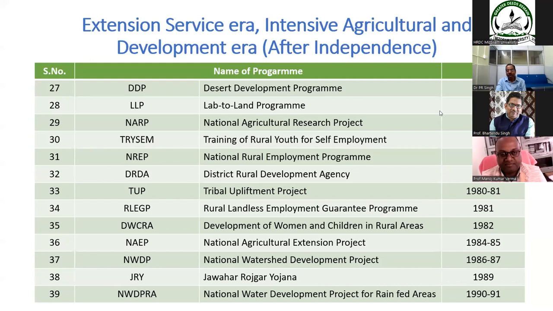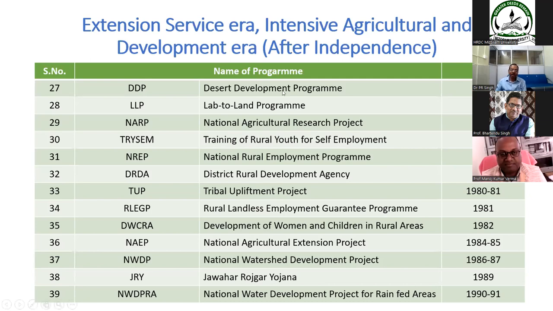Today, this program is known as MGNREGA, the Mahatma Gandhi National Rural Employment Guarantee Program, earlier changed to the Jawahar Rozgar Yojana. So the National Rural Employment Program has continued running from 1980 to 2022. We provide 100 days of assured employment to our farmers, villagers and the poor. We changed the name, just like in 1989 the National Rural Employment Program became known as the Jawahar Rozgar Yojana, but similar things were adopted.